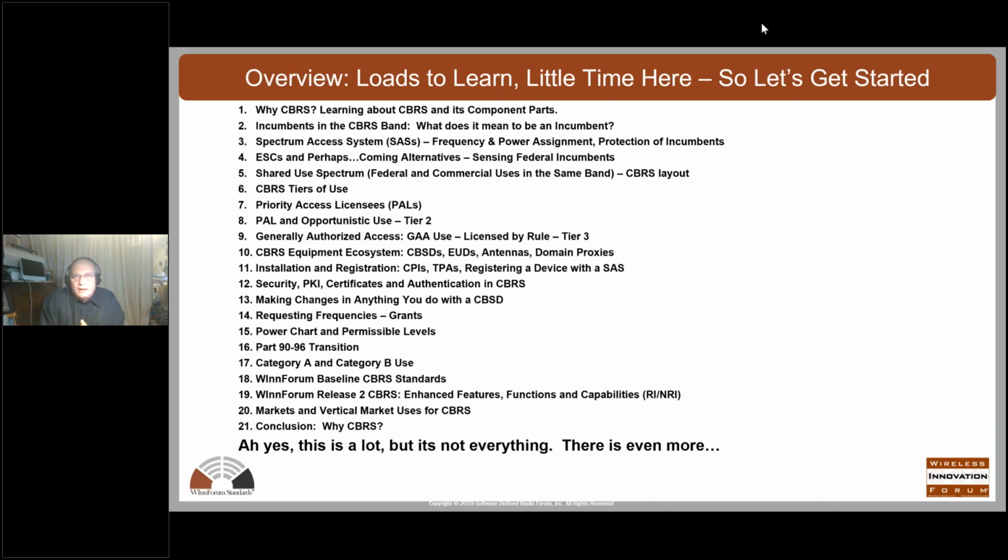We'll talk about Category A and Category B, the different levels of power and devices. We'll talk a lot about the baseline standards or Release 1 in CBRS, and then we'll talk about what's happening today in Release 2 and things that you can contribute to if you want to: enhanced features, functionalities, capabilities, and other things, some that have no impact whatsoever on the rules, and others which might, which would be regulatory impacting versus non-regulatory impacting.